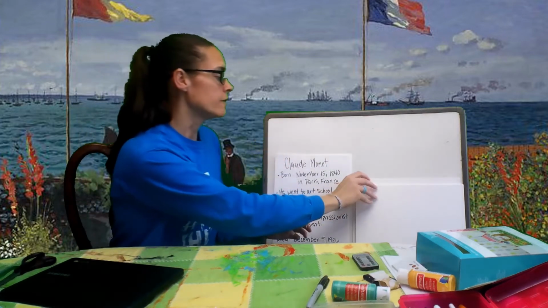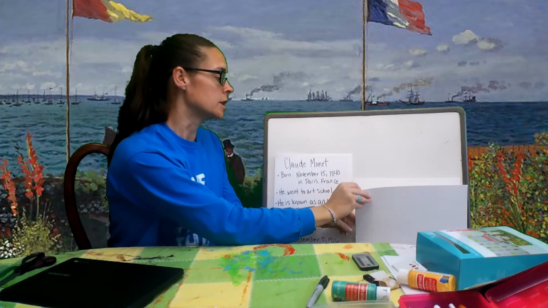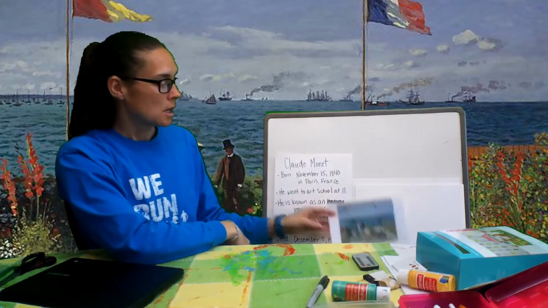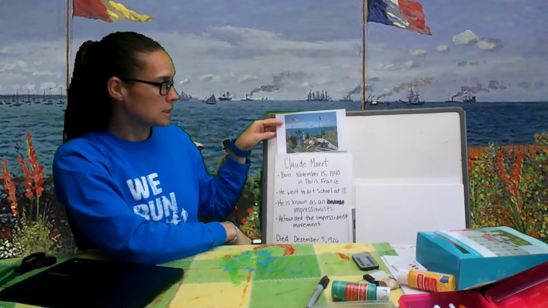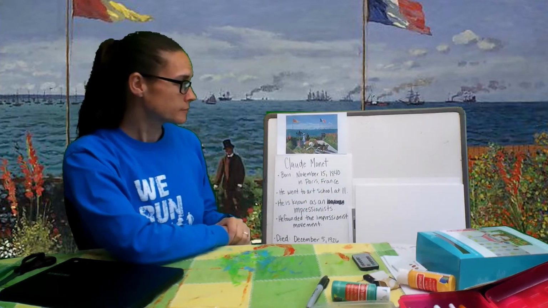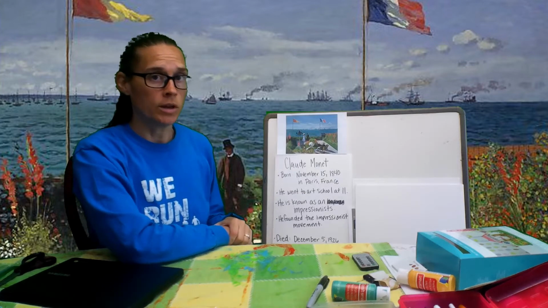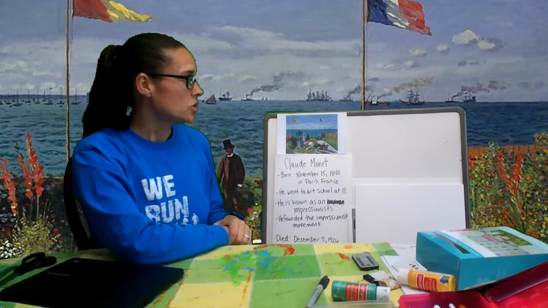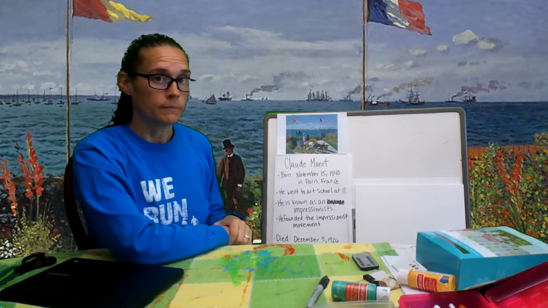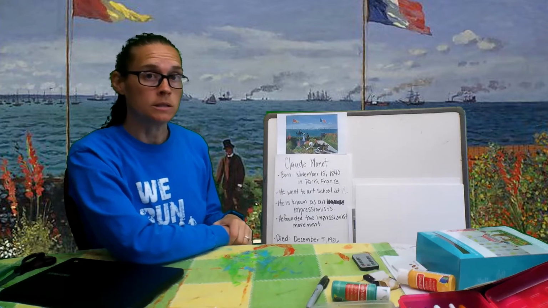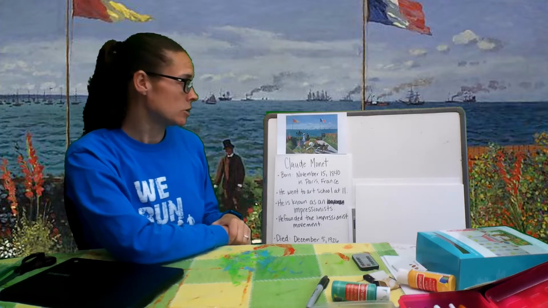So this is one of his art pieces that we're going to talk about today. This is Garden at the Sea, or Garden by the Sea. And there's a couple things I want you to notice. I want you to notice the lines in the picture. I want you to notice the horizontal lines, the vertical lines, and the diagonal lines.